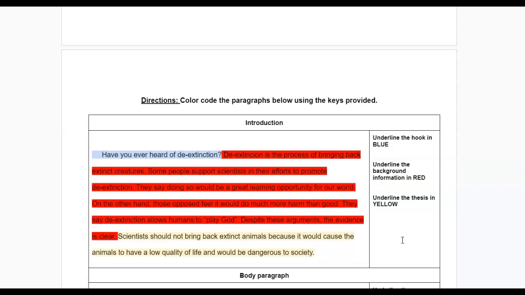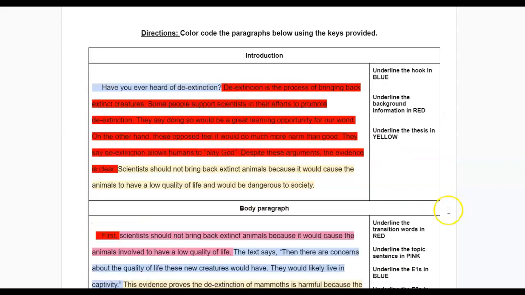I stated scientists should not bring back extinct animals because it would cause animals to have a low quality of life, and it would be dangerous to society. I want you guys to remember that we use our thesis statement to write our body paragraphs. So the first reason that I gave why I think this is a bad idea is because it would cause the animals to have a low quality of life. That means my first body paragraph, which we're about to look at, needs to focus on that topic. My second body paragraph would focus on the second topic, which is how dangerous it would be. Please again, make sure that you have everything underlined in the correct colors for the introduction paragraph.